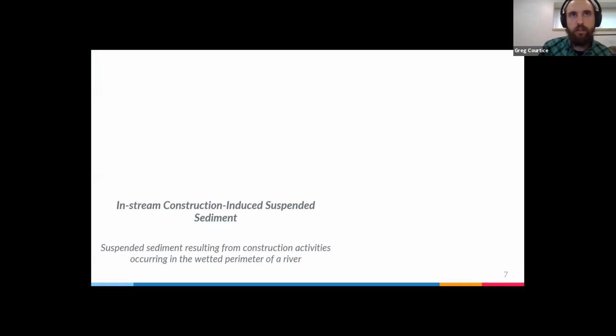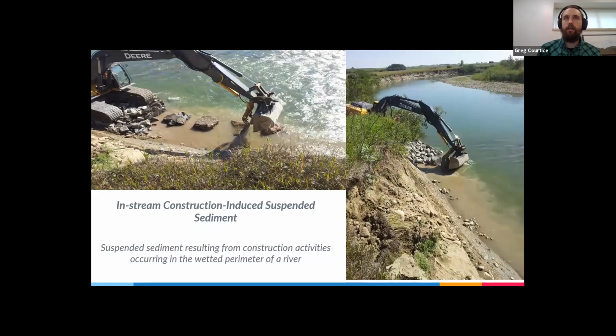So first, what is in-stream construction-induced suspended sediment? Well, really, it's any release that's resulting from construction activities in the wetted perimeter of a river. So here's a classic example of building out some riprap into a river. We have a point source plume, and that travels downstream and creates heightened environmental risk as a result of the suspended sediment.